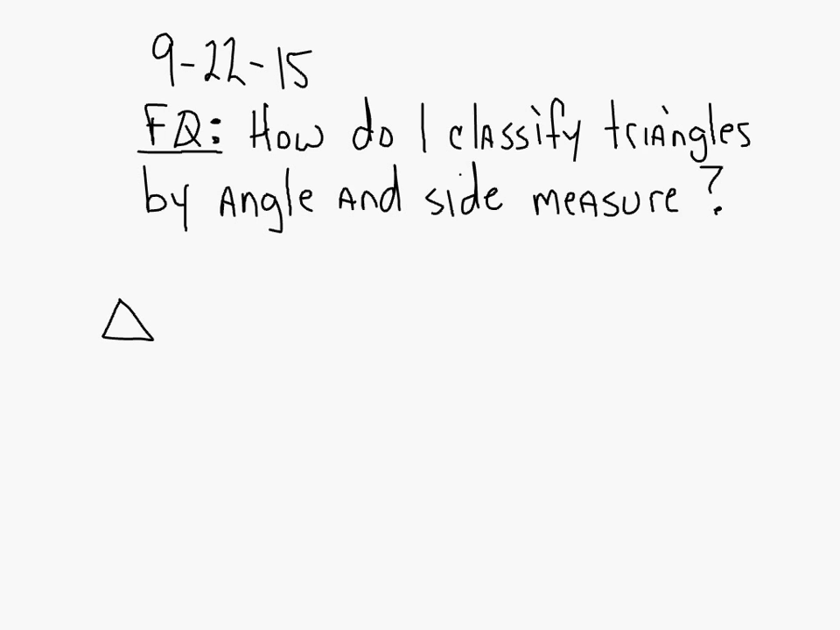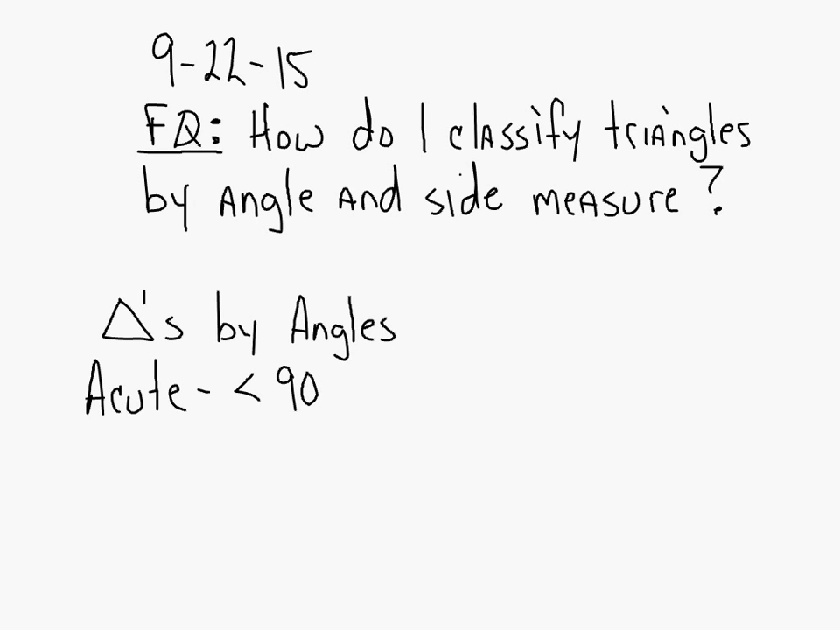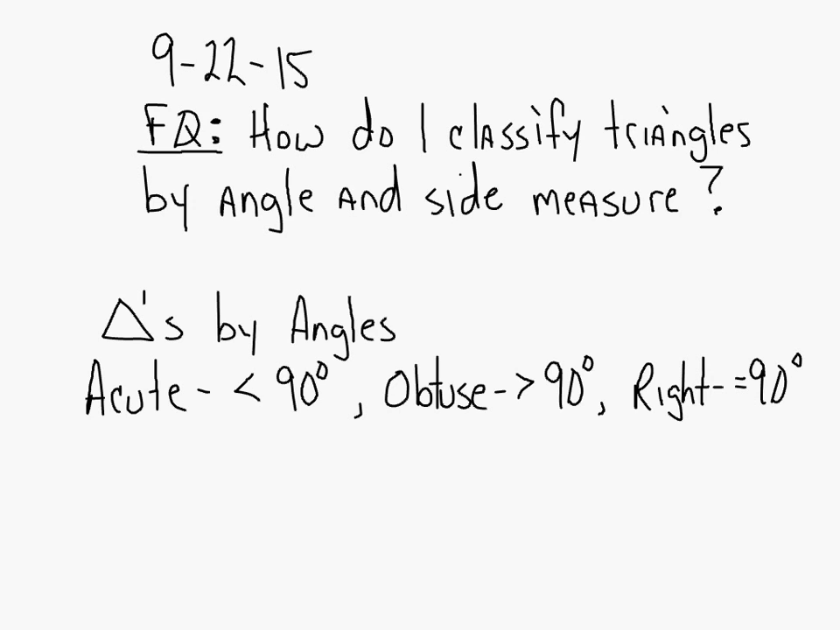Alright, we'll start off with triangles by angles. Classifying triangles by their angle measures. Let's review the word acute. The word acute means less than 90 degrees. And the word obtuse means greater than 90 degrees. And a right angle equals 90 degrees.